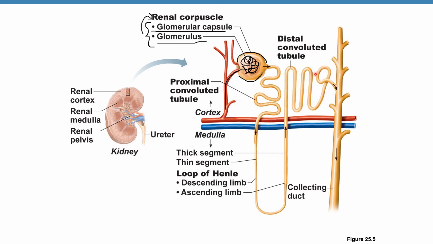And then filtrate enters this tube that is called collecting duct. We call it filtrate inside these tubules, but when filtrate enters collecting duct, we call it urine. And this is the structure of nephron, and nephron is the structural and functional unit of kidney.